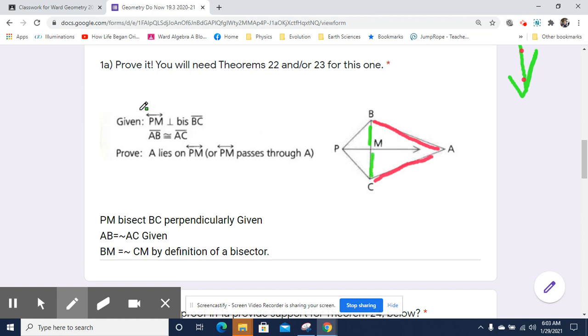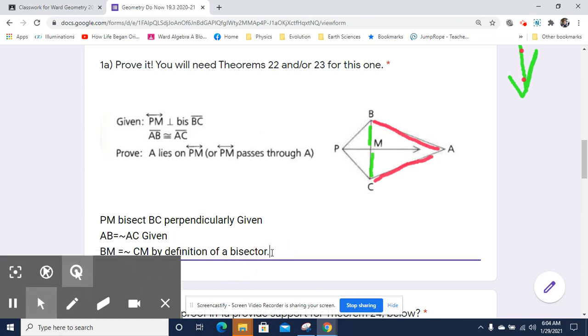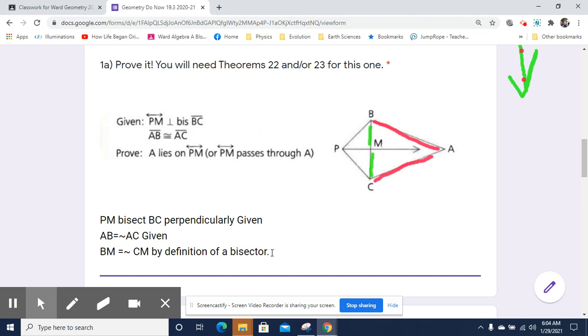So we've already been told that the line is PM, and it's being determined by P and M. But now we have this additional information. We know that A is equidistant and M is equidistant. So we can now say the line MA determines a perpendicular bisector.